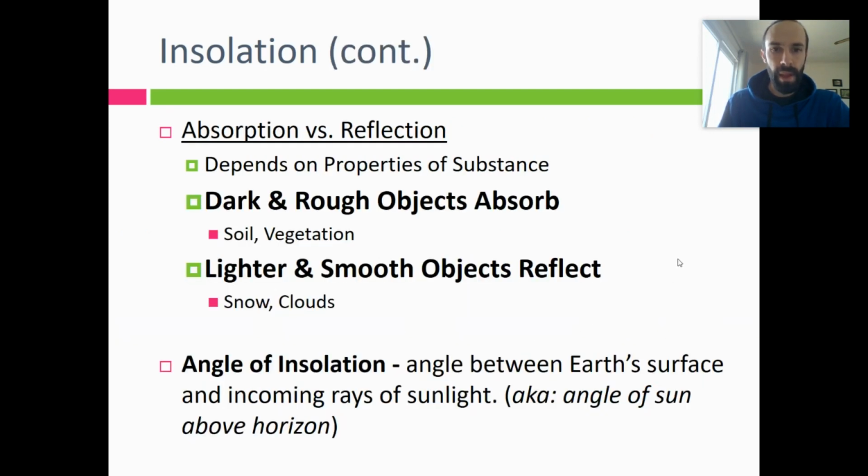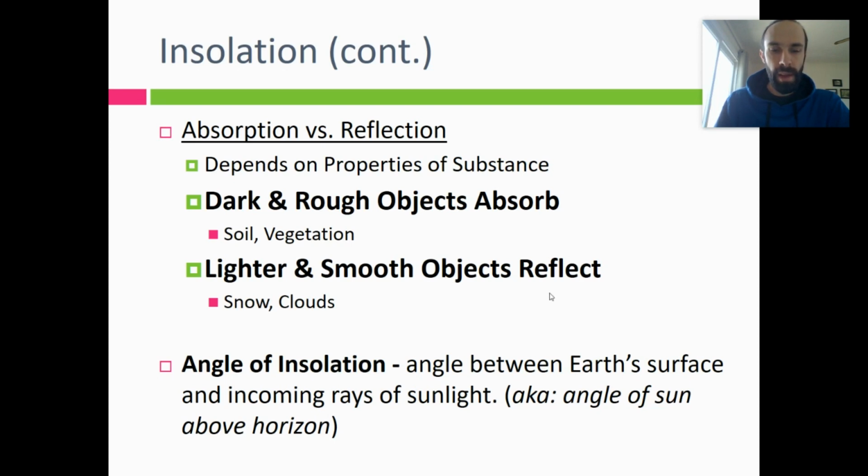Now, this is the big takeaway from that. Insolation is often absorbed when you have a dark and bumpy or rough surface. Dark objects, dark colors, and rough or bumpy surfaces absorb a lot of radiation and they'll warm up a lot faster. They'll get hotter faster. Lighter colored, like white, and smooth objects tend to reflect.